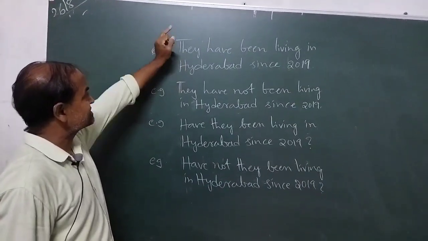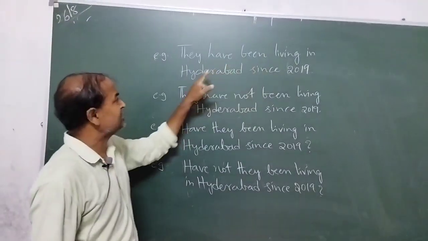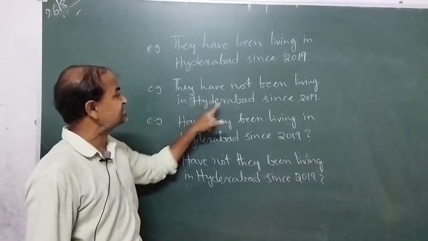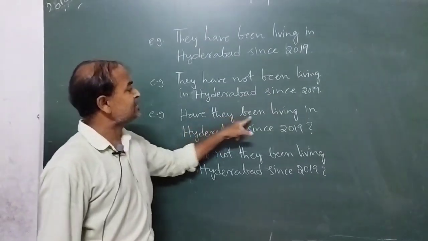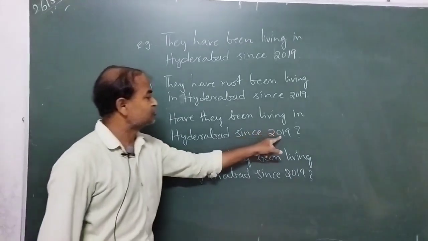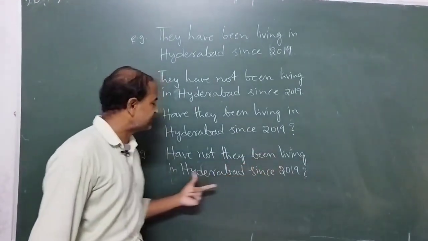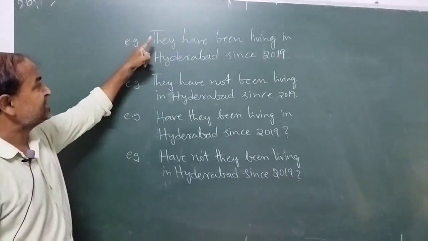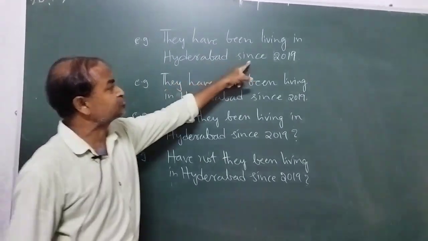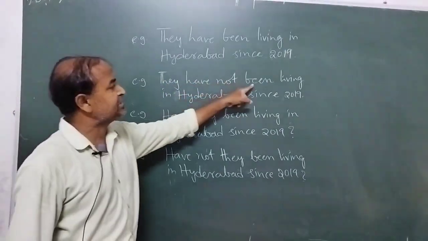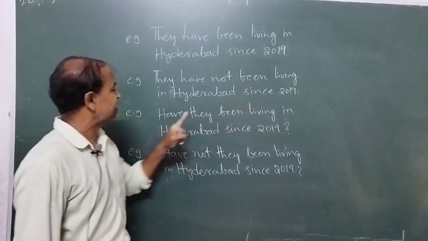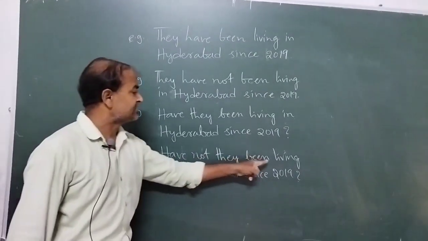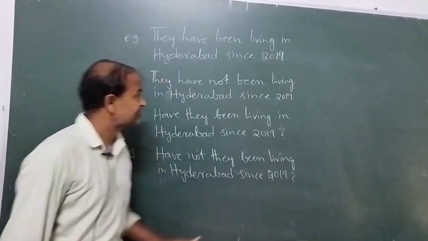Now, let's use other subjects. I have been living in Hyderabad since 2019. I have not been living in Hyderabad since 2019. Have I been living in Hyderabad since 2019? Have I not been living in Hyderabad since 2019? Now, let's take the subject we. We have been living in Hyderabad since 2019. We have not been living in Hyderabad since 2019. Have we been living in Hyderabad since 2019? Have not we been living in Hyderabad since 2019?